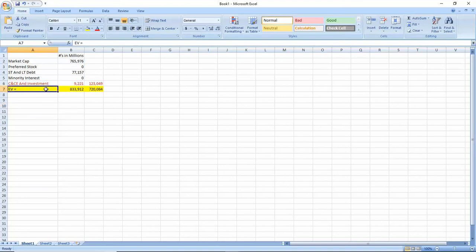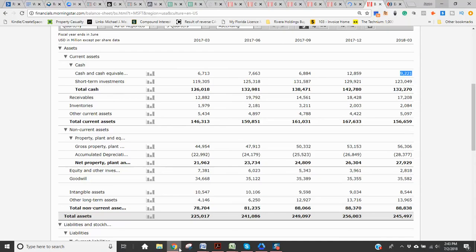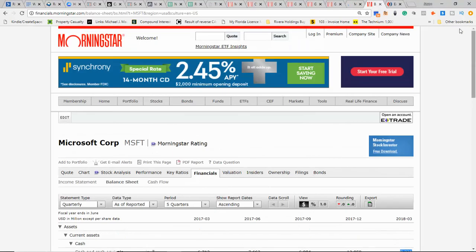But all we're trying to do here is get to this number, which, again, we're just trying to figure out an entire value of the company as if we were a total business owner. So let's go through this again.